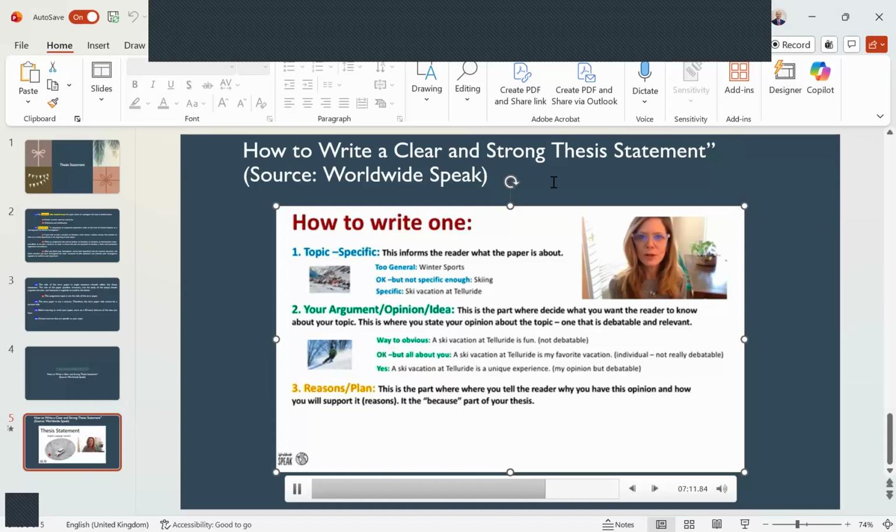You see how you really have to narrow down your topic and your opinion and then be very specific with your reasons in order to have a strong thesis statement. Now, let's take a look at what happens when we put all of these pieces together to make this thesis statement. This is what it looks like.